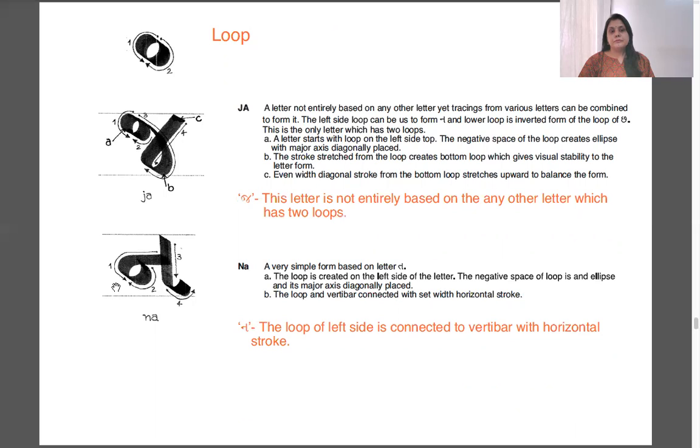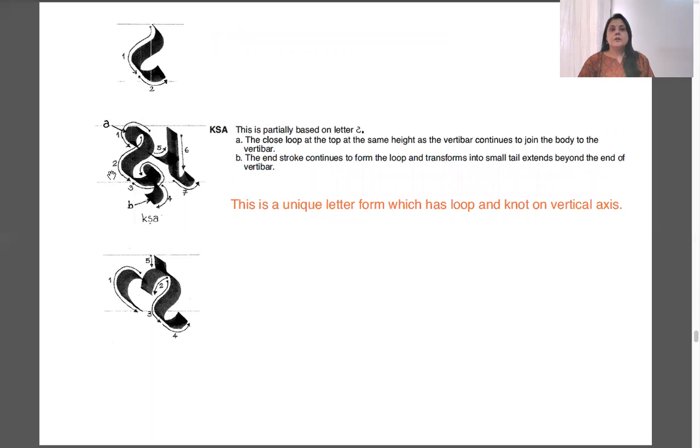Now these are letters in which you can see loops. This letter is not entirely based on any other letter and has two loops. And letter N, the loop on the left side is connected to the vertebra with a horizontal stroke. Now this is a unique letter form which has a loop here and a knot on the vertical axis. This is Ru.